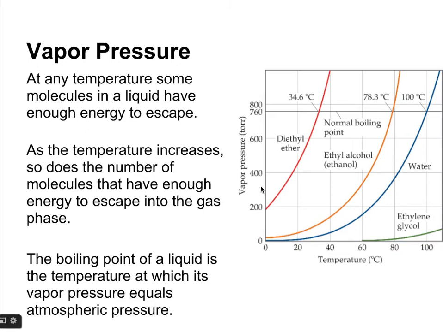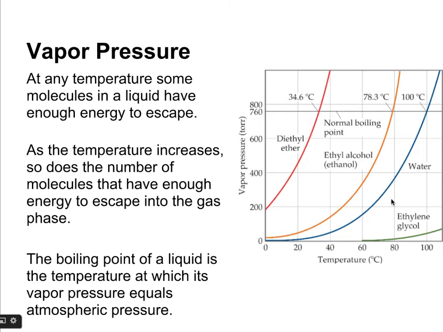So looking at the graph, you can see that diethyl ether has a relatively high vapor pressure at 0 degrees Celsius, so it's going to boil very quickly. That vapor pressure is going to increase with a relatively short temperature change. So diethyl ether is going to boil at 34.6 degrees Celsius. That's when the vapor pressure equals the atmospheric pressure for it. Ethyl alcohol, or ethanol, has a slightly higher boiling point. It takes longer for the vapor pressure to increase.